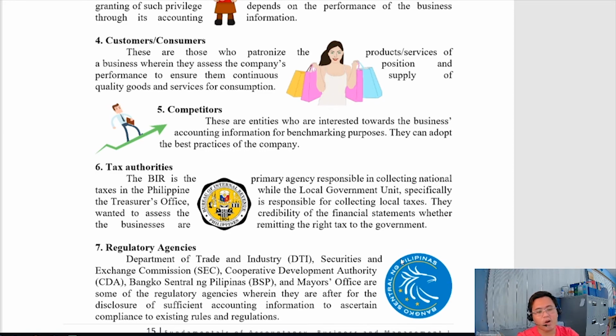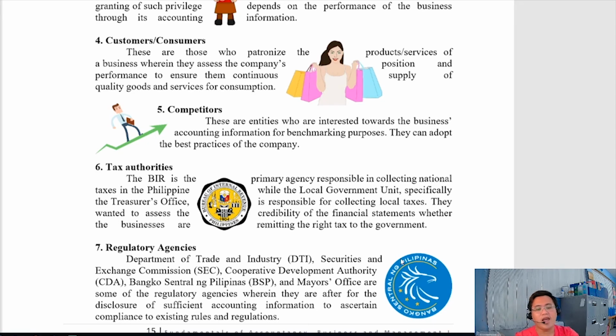Next, number 7, regulatory agencies, examples of which are DTI. If you are a sole proprietorship business, or a business having one owner, you register it with DTI. You also have SEC, Securities and Exchange Commission. If your business is a partnership or corporation, then you have to register it with SEC. Partnership means 2 or more owners of the business, or a corporation, and of course, this needs incorporators or the original owners of the corporation to register with SEC.